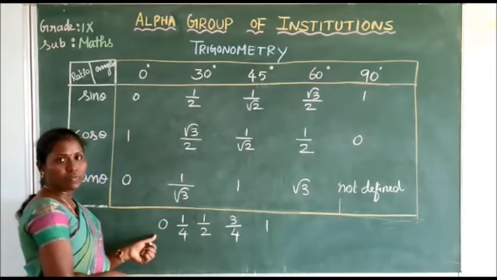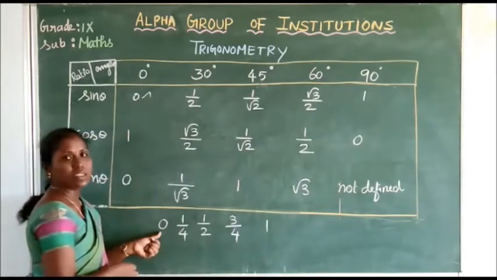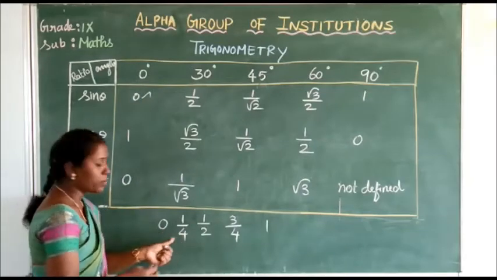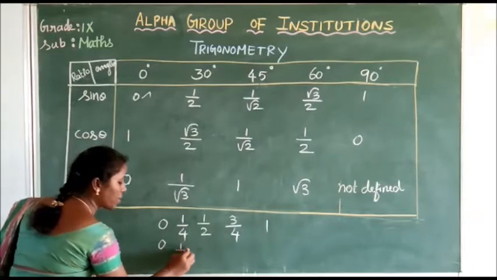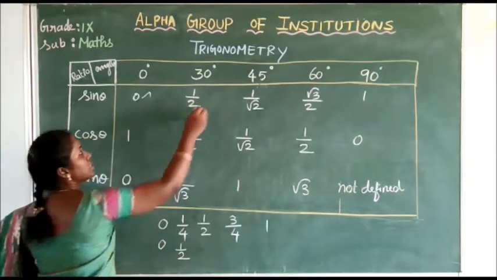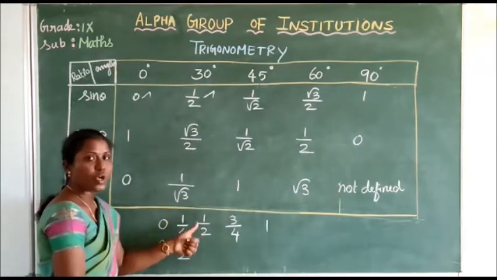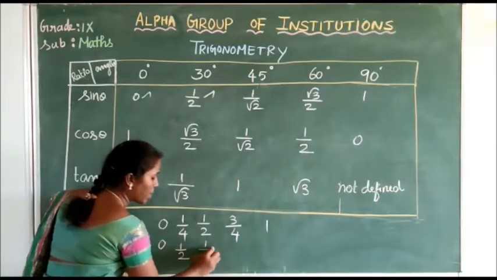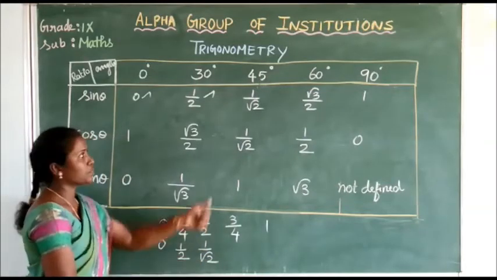Take the square root of these values. Square root of 0 is 0. See, sine 0 is 0. Square root of 1 by 4 is 1 by 2. See, sine 30 is 1 by 2. And for half, square root of 1 by 2 is 1 by root 2.